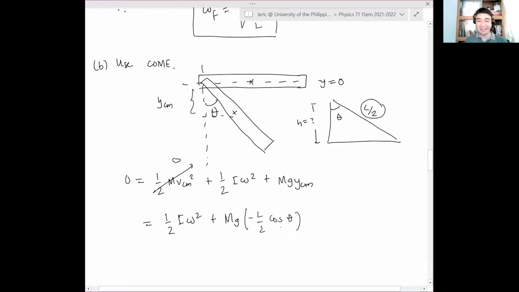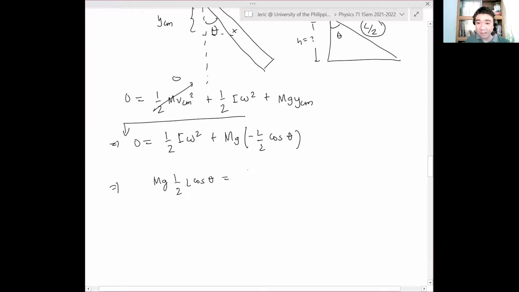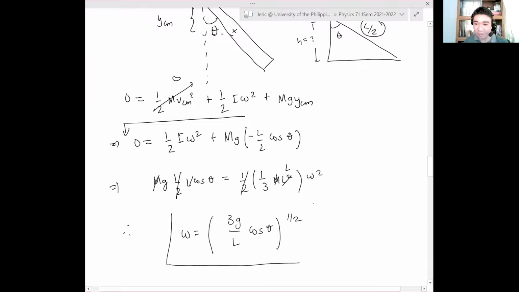Tama? Okay. And thus, when you transfer this to the other side of the equation, I have mg 1/2 L cosine theta equals 1/2 times 1/3 mL squared multiplied by omega squared. So the 1/2 again will cancel. The L, isang L na lang yan. Yung m magka-cancel. And therefore, omega is the square root of 3g over L cosine theta, raised to 1/2. That's the final answer. That's our omega as a function of theta.